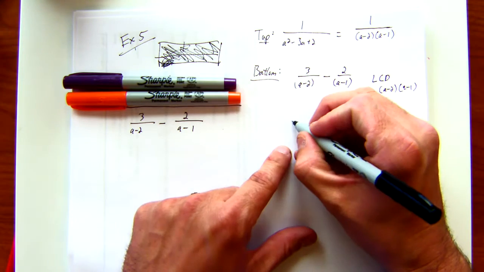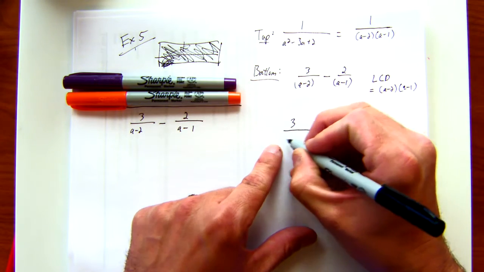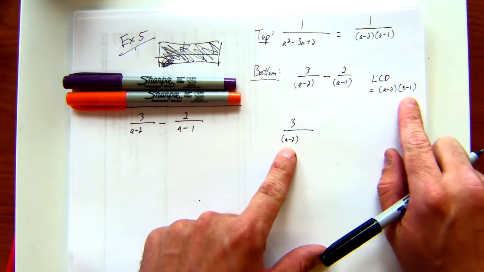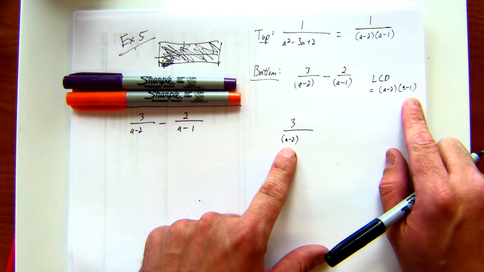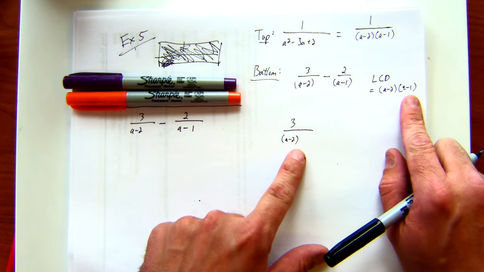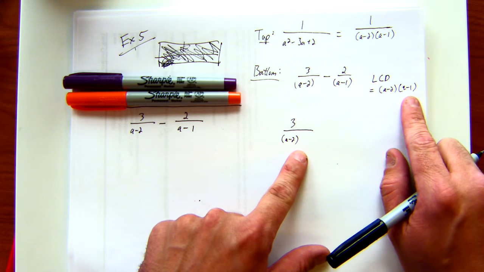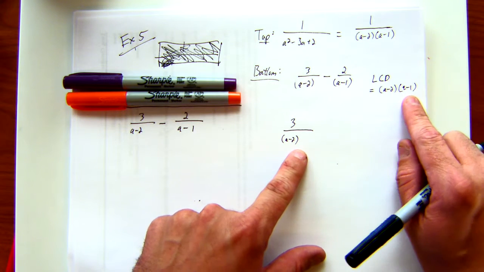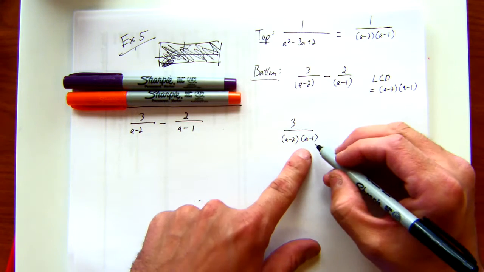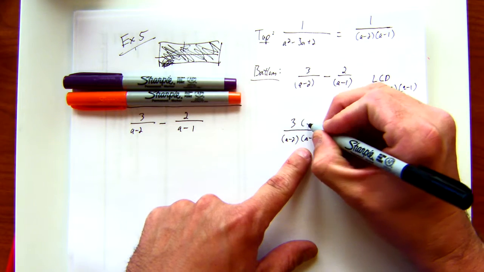So what am I going to do to my first fraction to get a denominator like that? I've got the a minus 2 already. I need to do what? Yeah, put in the a minus 1 by multiplying, right? So we'll multiply a minus 1, but remember, whatever I do to the bottom, I also have to do to the top.